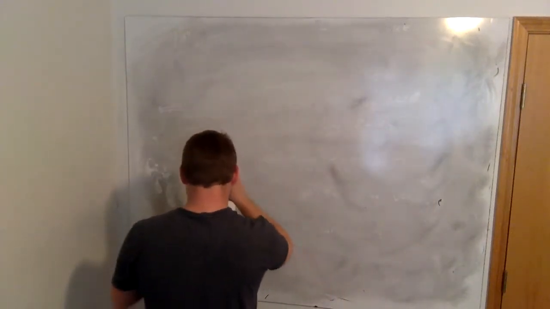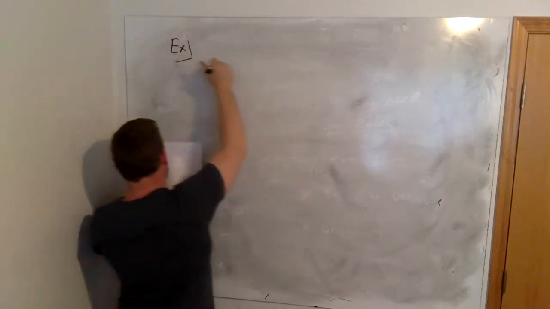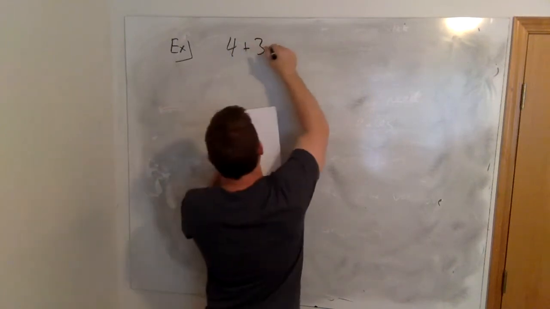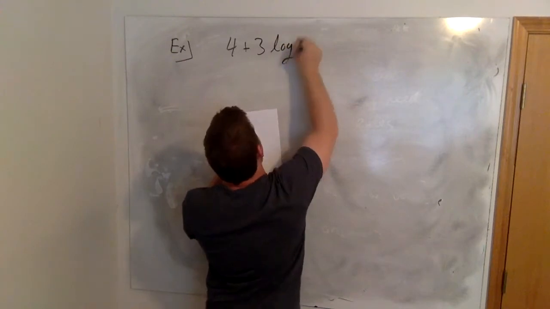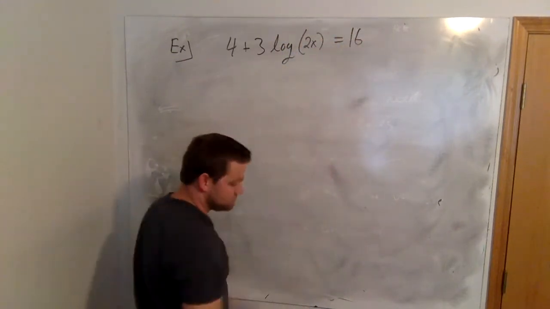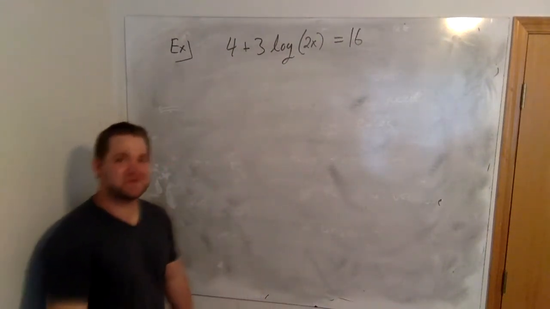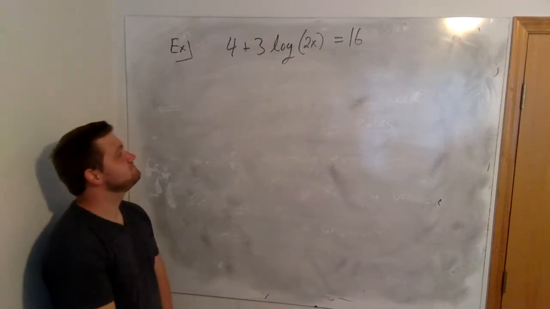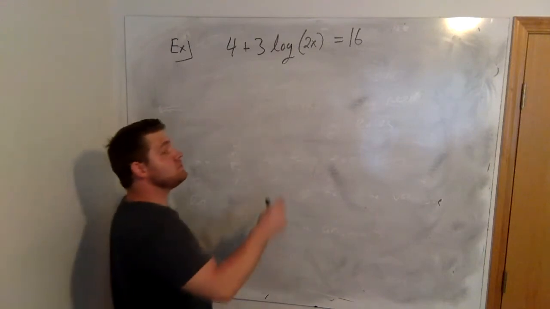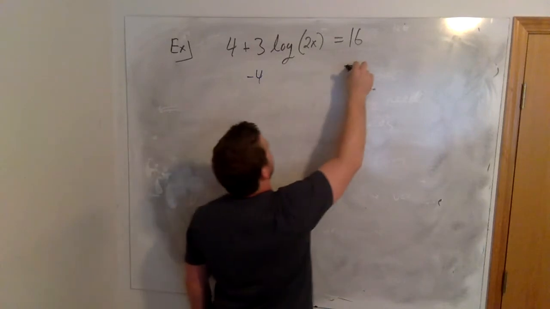Our first example is, let's say we want to solve 4 plus 3 times the log of 2x is equal to 16. Maybe go ahead and pause the video and try this on your own before we do it together. Okay, let's do it. First thing we need to do is try to isolate the logarithm. So let's subtract 4 from both sides.